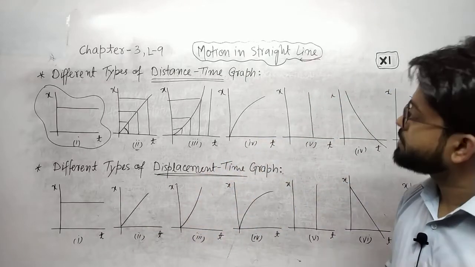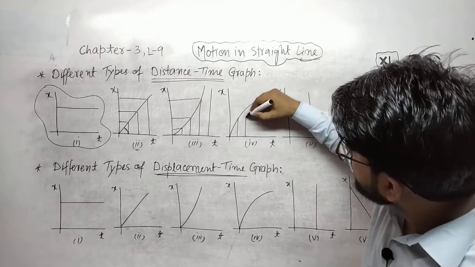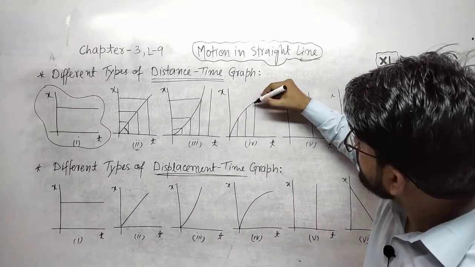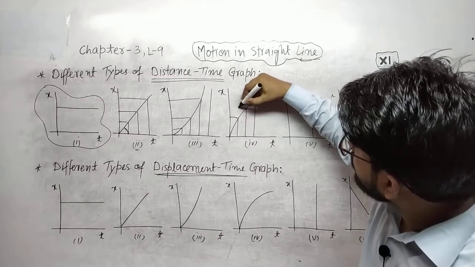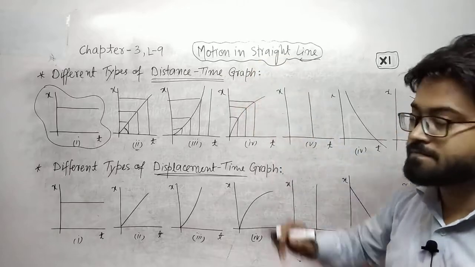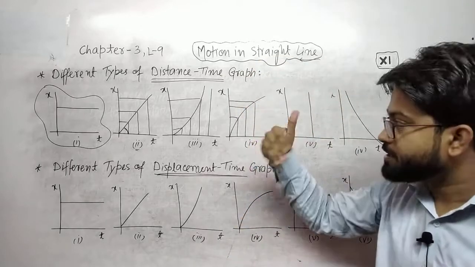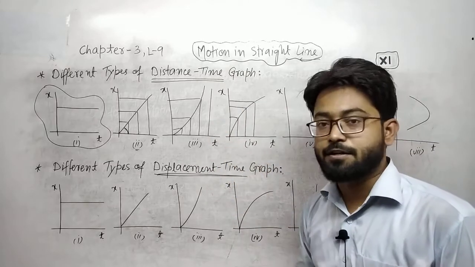Third, the same way, if you take equal time intervals, you will see that the change in position is decreasing. In equal time intervals, the change in position is decreasing. That means there is a retardation.